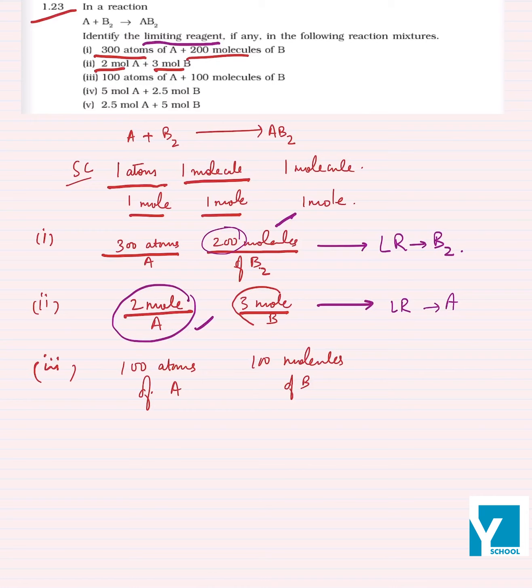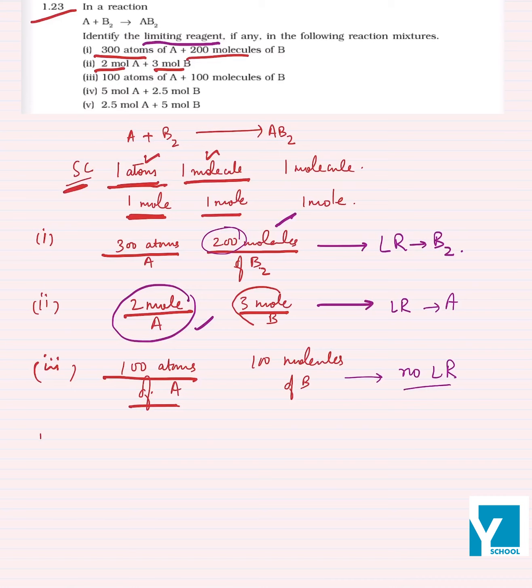अब देखो बच्चे, अब एटम्स की बात हो रही है यहाँ पर. हमें पता है कि स्टोकियोमेट्री क्या कह रही है कि एक एटम ऑफ ए, 1 atom of A requires 1 molecule of B. So 100 atoms of A would require obviously 100 molecules of B. So here in this third part there is no limiting reagent, both will get consumed, right?